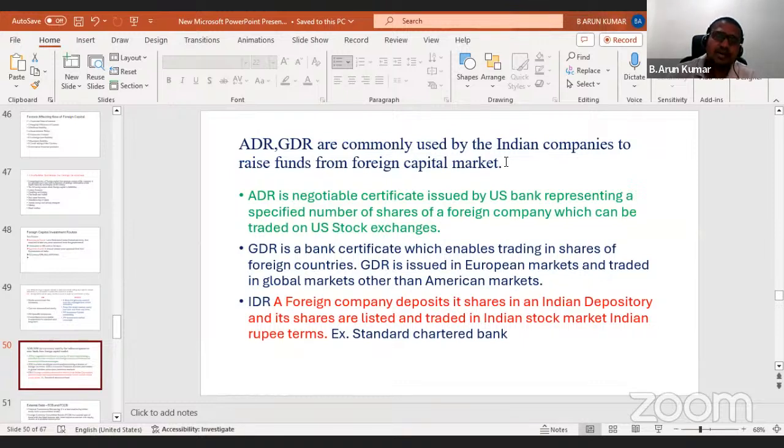Likewise, Indian companies raise funds from America by issuing ADRs, and other than America, that Indian company issues GDRs. So this is the main difference between ADRs, GDRs, and IDRs.